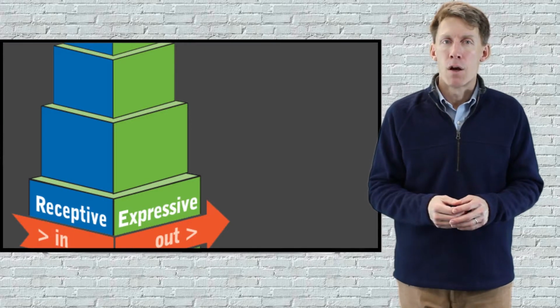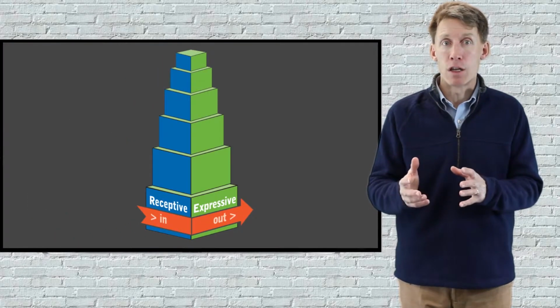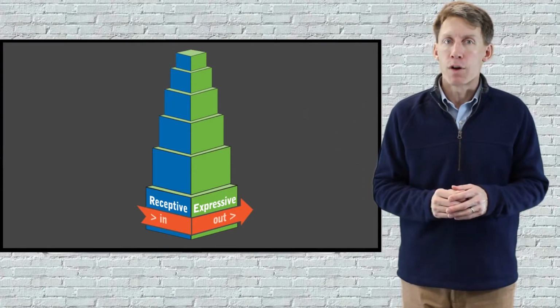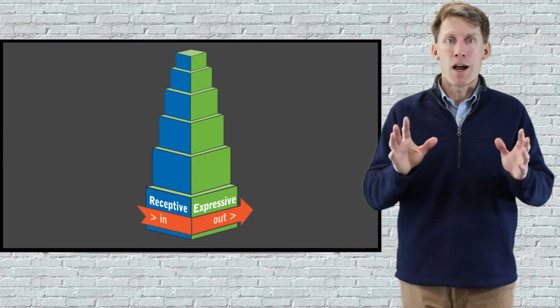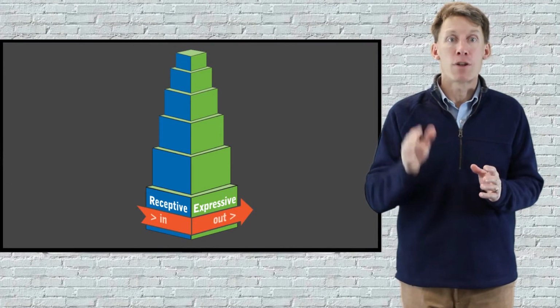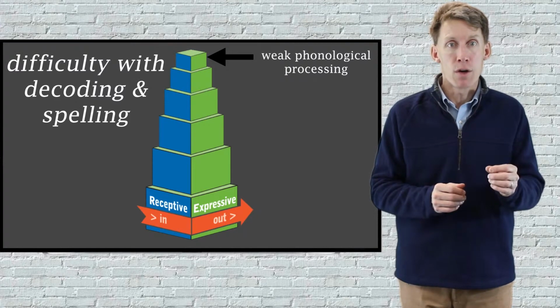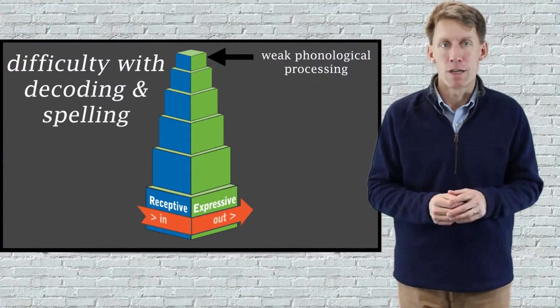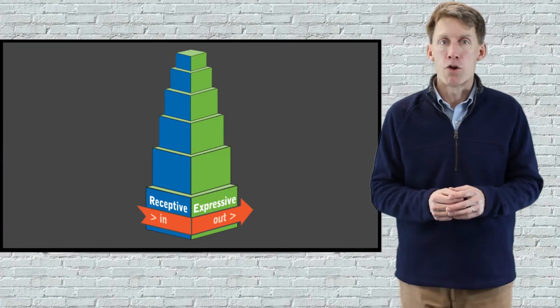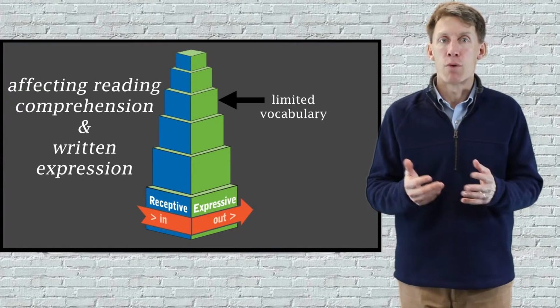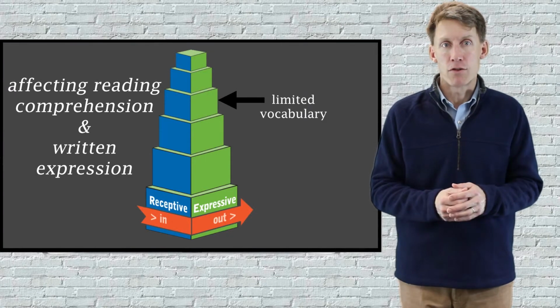book. A learner can have variable language abilities or a profile of strengths and weaknesses within this pyramid. For example, a student may function just fine with all of the constructs except the top one, or phonological processing, leading to difficulty with decoding and spelling, but with solid comprehension. Or, a learner may have particular trouble with vocabulary knowledge, affecting both reading comprehension and written expression.